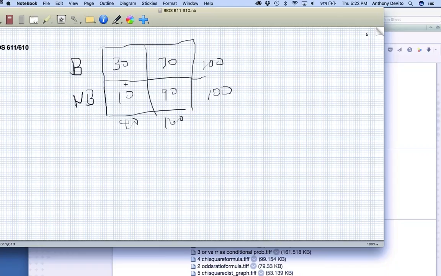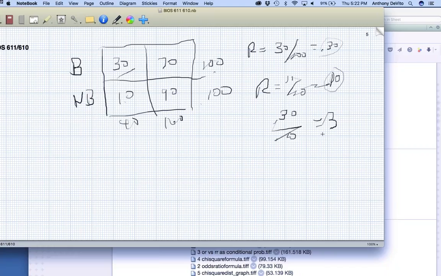So what if I asked you, what's the risk of getting Legionnaire's disease if you use the bath? 30 out of 100. So the risk is equal to 30 out of 100, which is 0.30, 30%. What's the risk of getting Legionnaire's disease if you didn't use the bath? Well, 10 out of 100, the risk is 10%. The risk if you use the bath is 30%. The risk if you don't use the bath is 10%. What if I divide that one by that one? 30% divided by 10% is equal to 3.